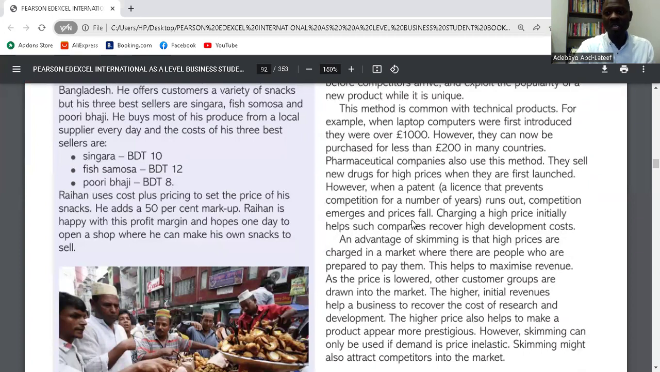For example, when laptop computers were first introduced, they were over £1,000. However, they can now be purchased for less than £200. In many countries, pharmaceutical companies also use this method. They sell new drugs for high prices when they are first launched. However, when a patent, a license that prevents competition for a number of years, runs out, competition emerges and prices fall. Charging a high price initially helps such companies recover high development costs.